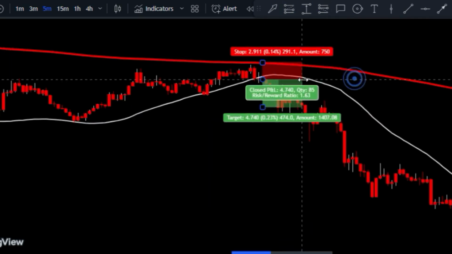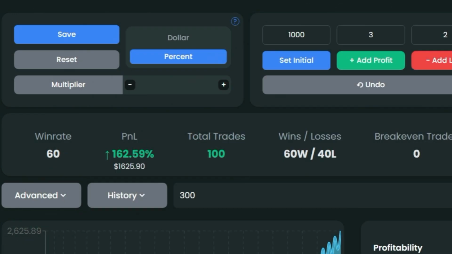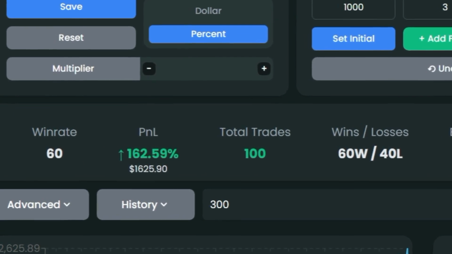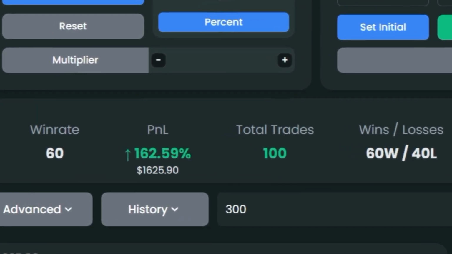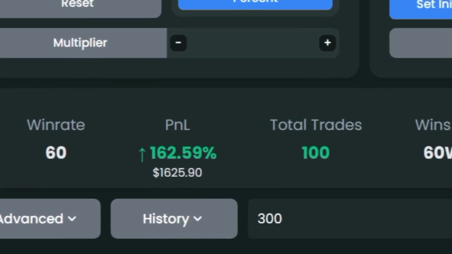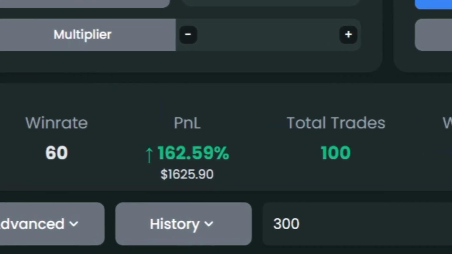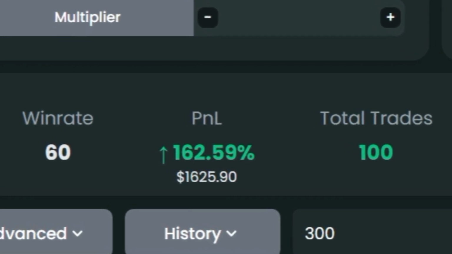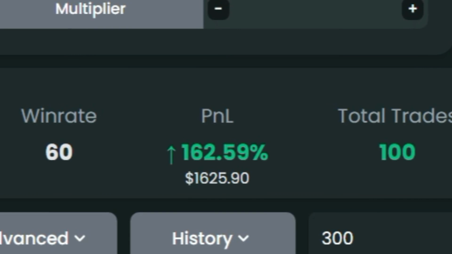And guess what? Our strategy scored a win rate of 60%. That's like winning 6 out of every 10 trades. And these wins weren't just small change. They added up to a profit of 162%. It's like turning a $1,000 investment into $1,625. But it's not just about the winnings.